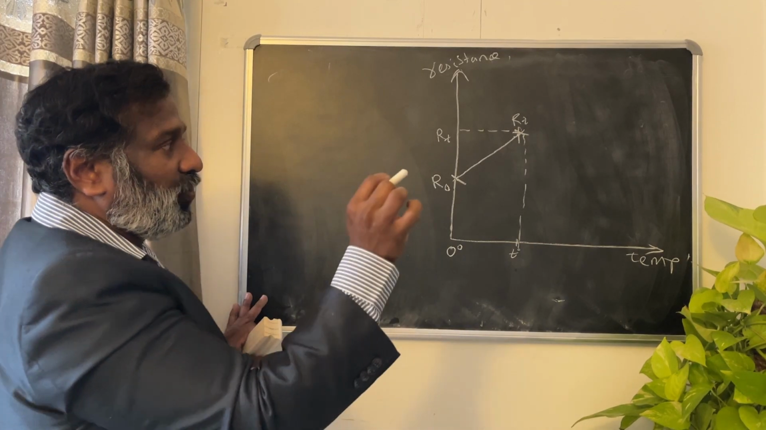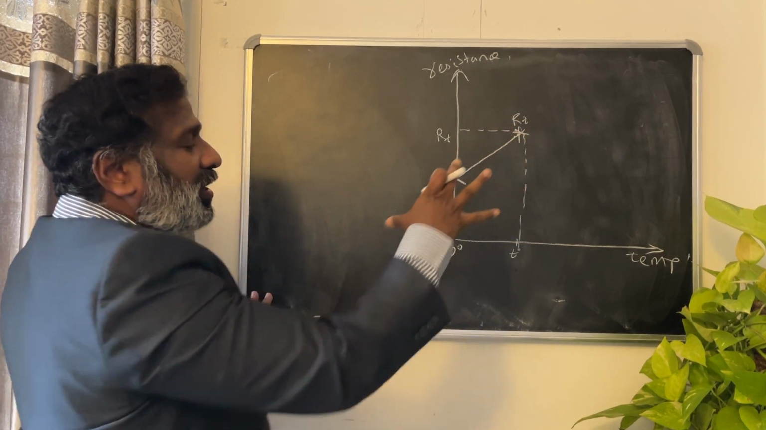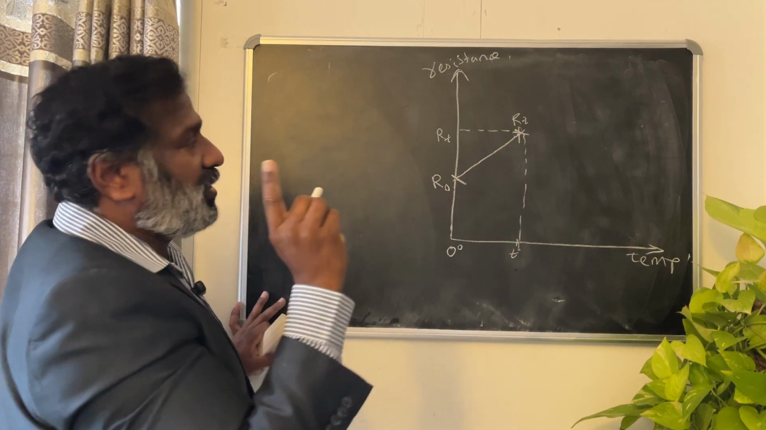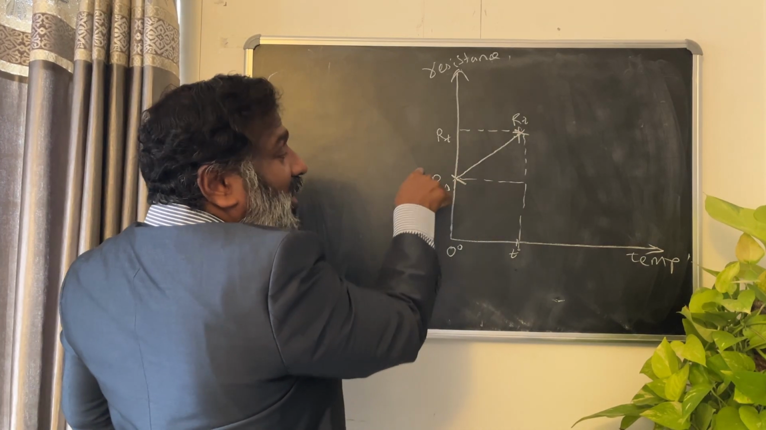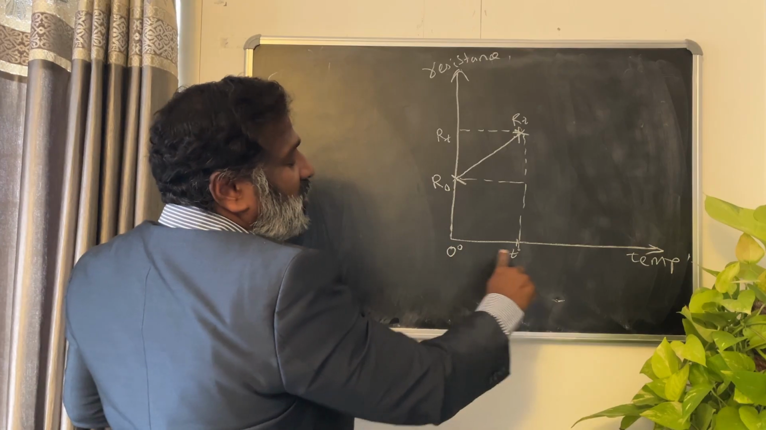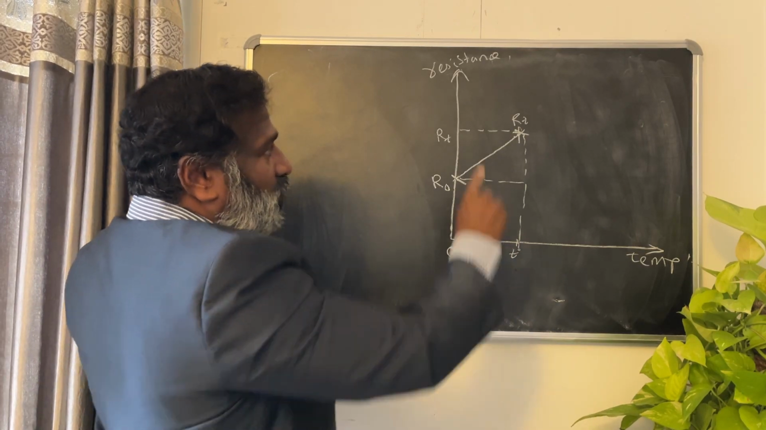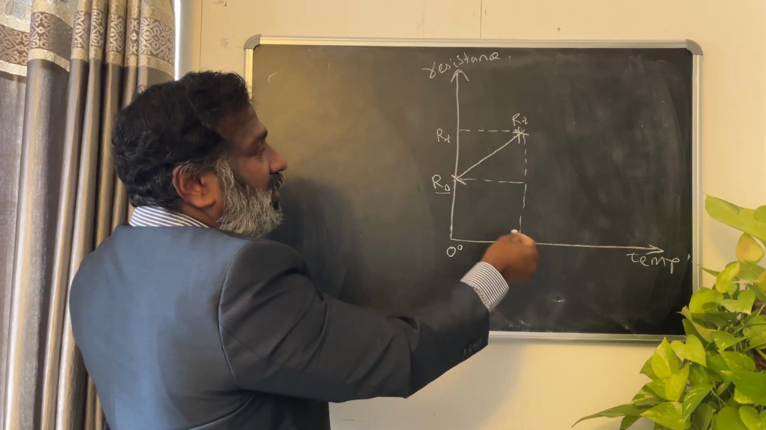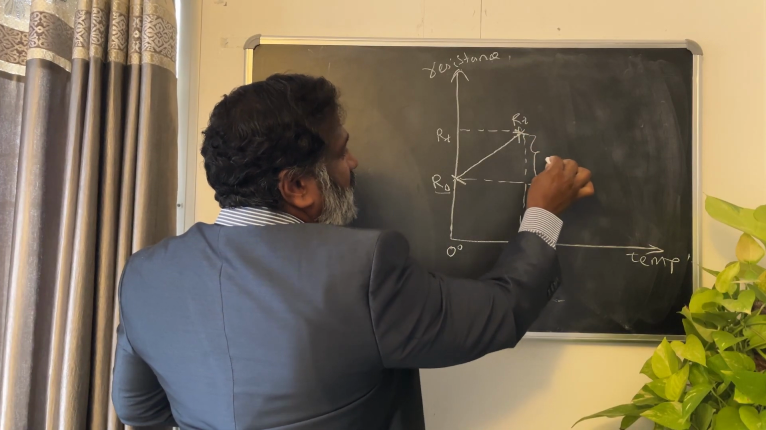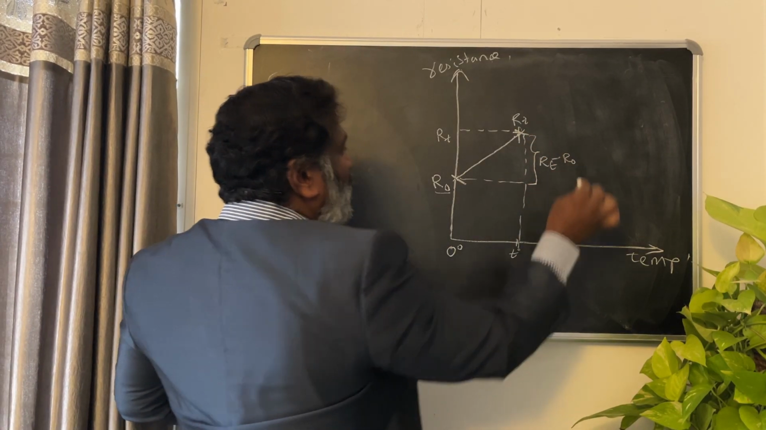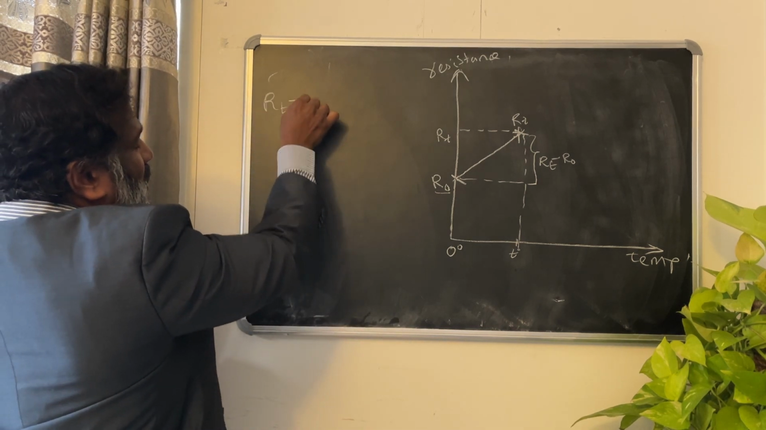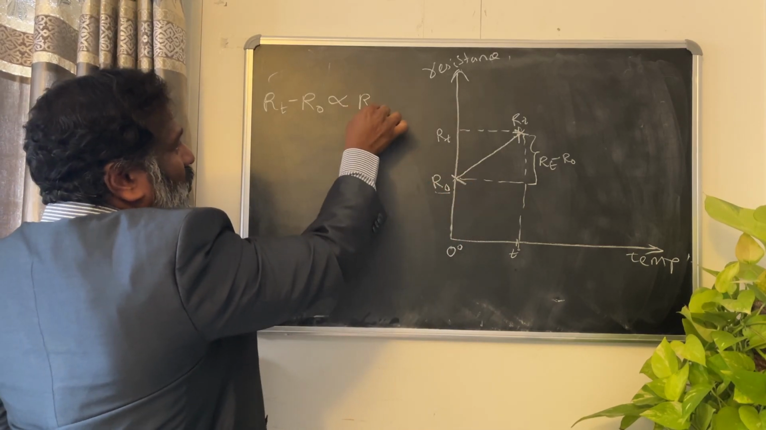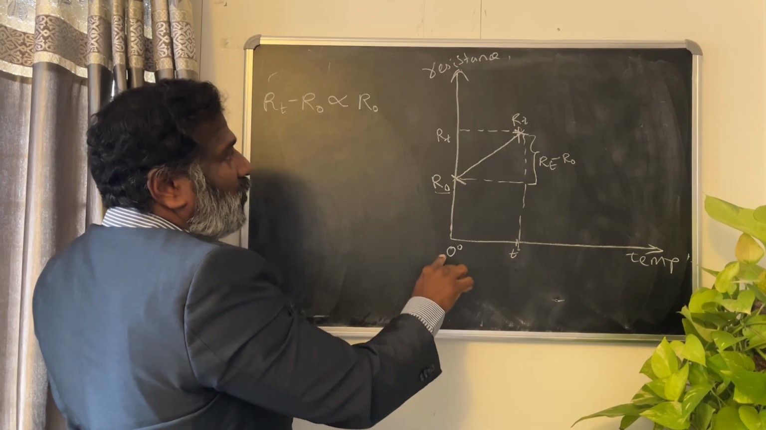Now listen very carefully. This amount of increase in resistance depends upon two quantities. One, it depends upon the initial value of resistance. Two, it depends upon the increase in temperature. So this increase in resistance, that is RT minus R0, is proportional to the initial value of resistance, that is resistance at 0 degree R0, and the increase in temperature T minus 0, that is T.